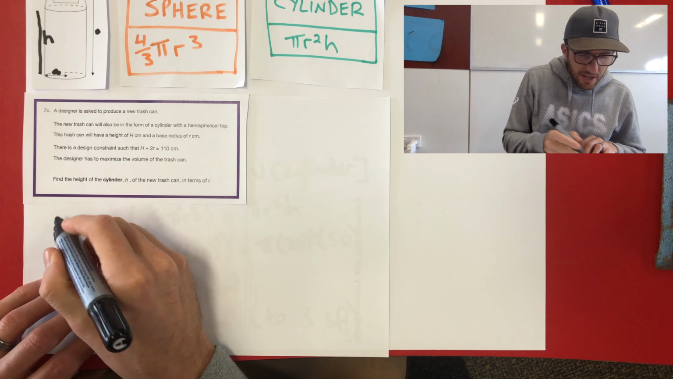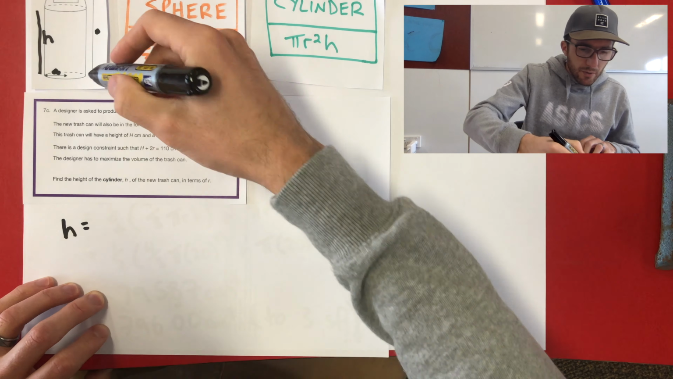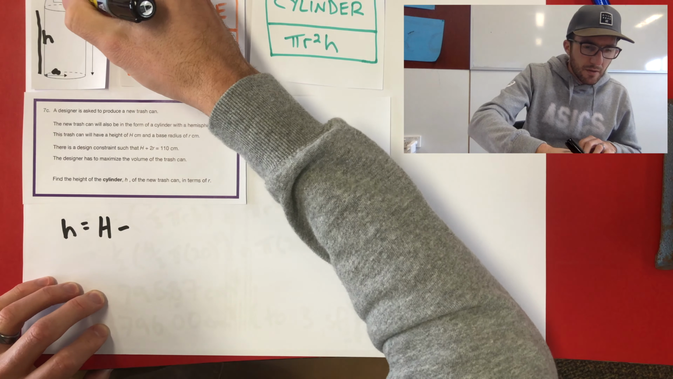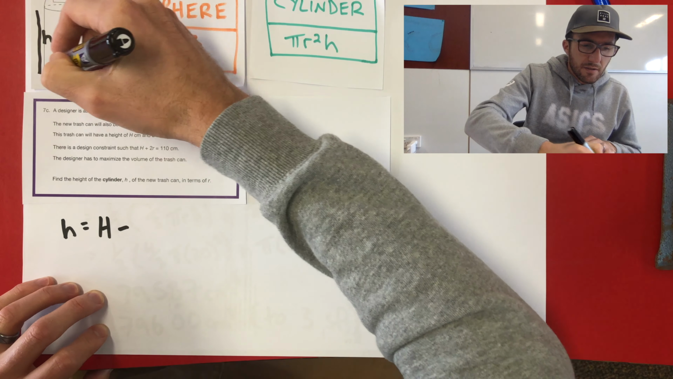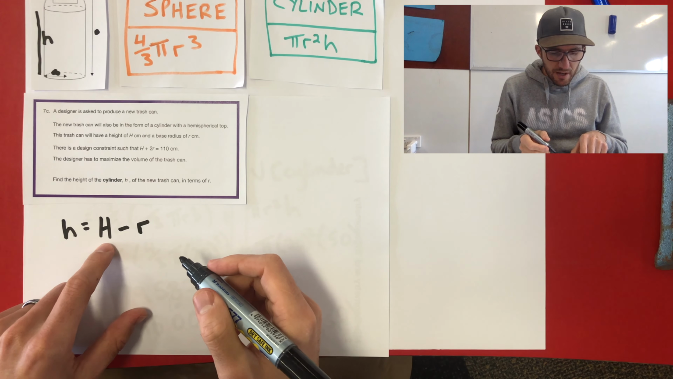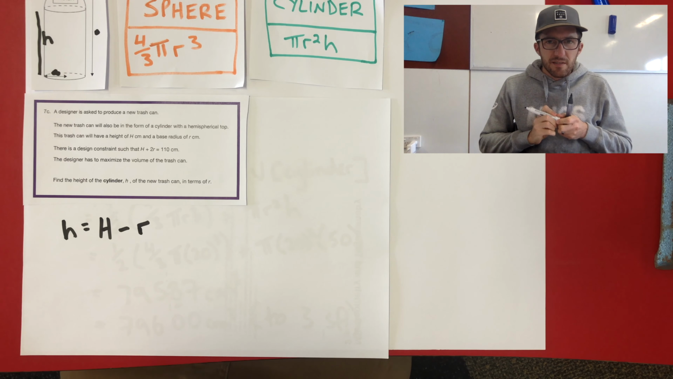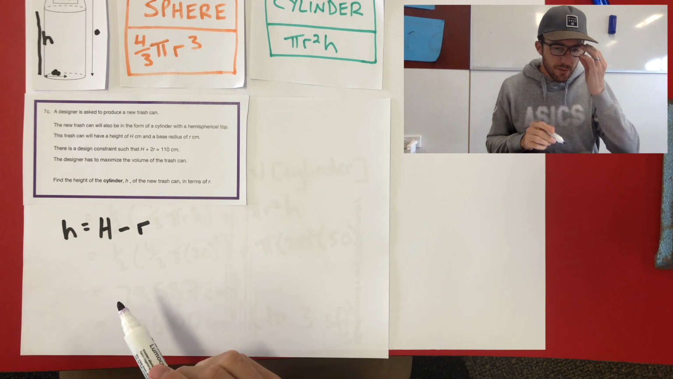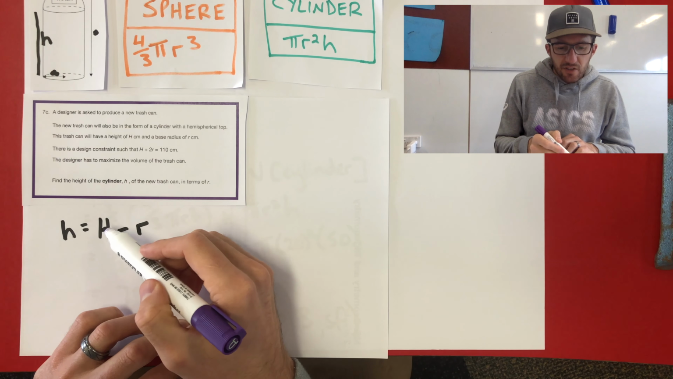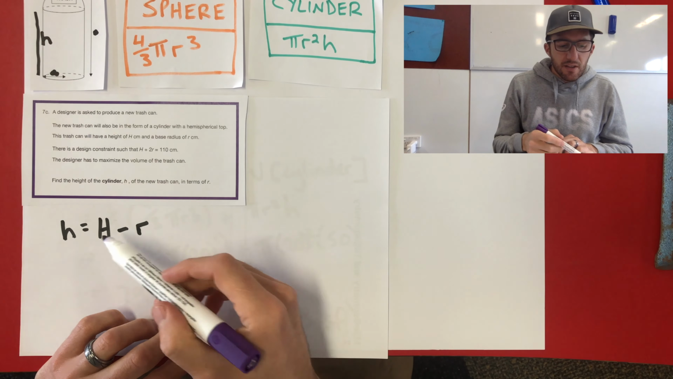So our cylinder height, little h, will equal the big height minus the radius, because the radius across or up is the same length. So the height of our cylinder equals the overall height minus the radius. Now, to make this into a more useful formula, we just need to work out what this h is.